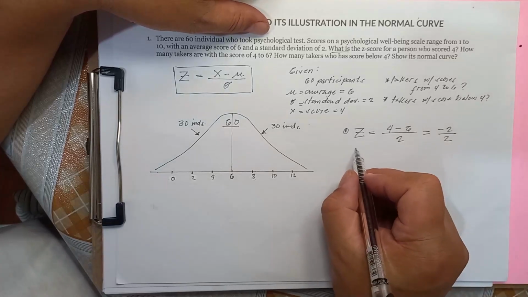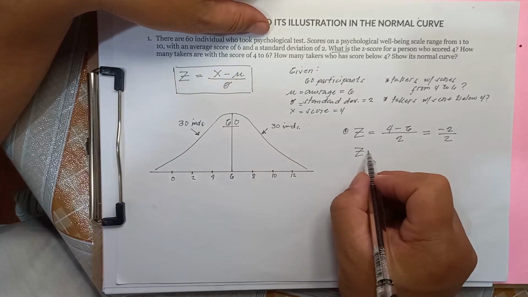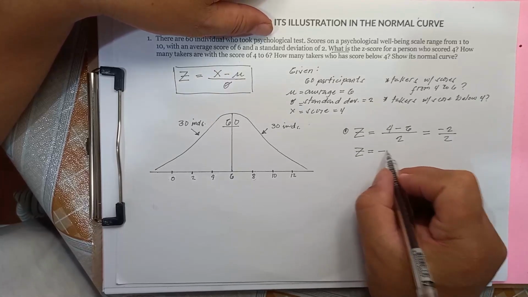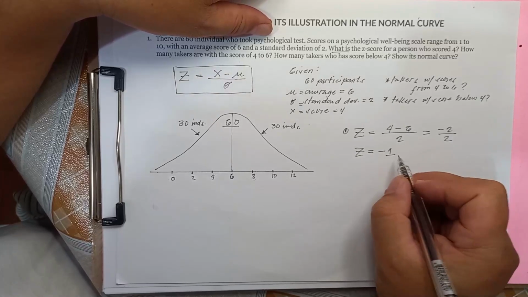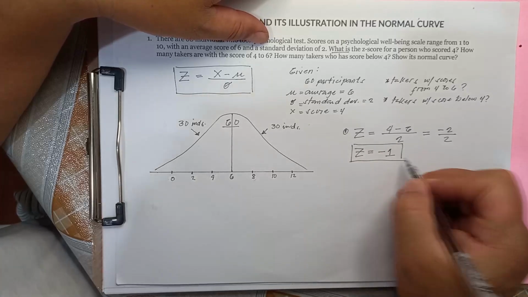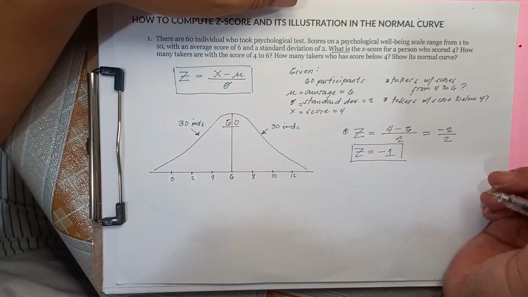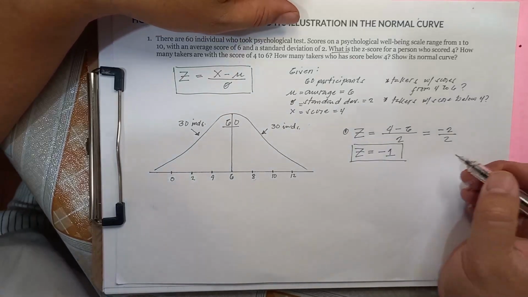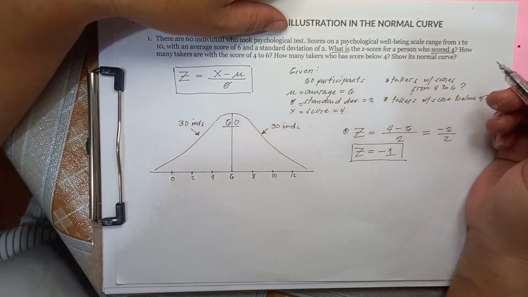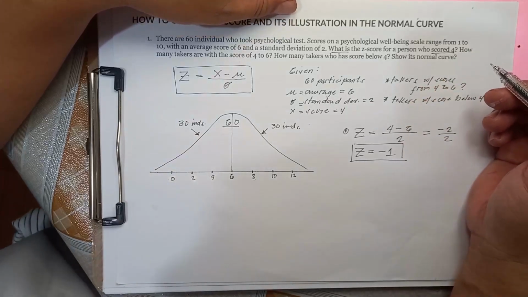Now our z is of course negative 1. So that is the z-score of those people who have the score of 4. Okay, so that is the z-score.